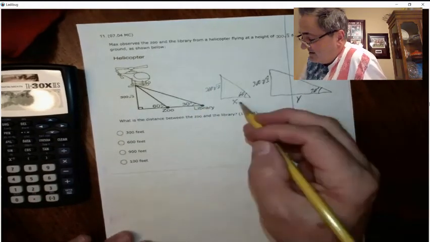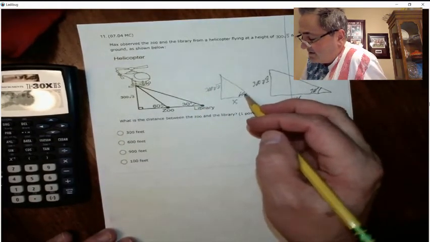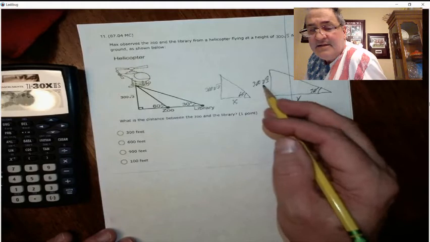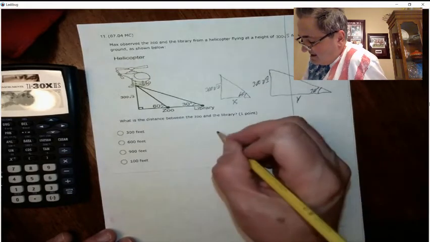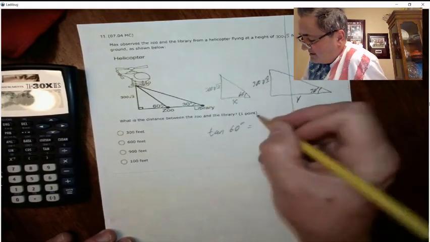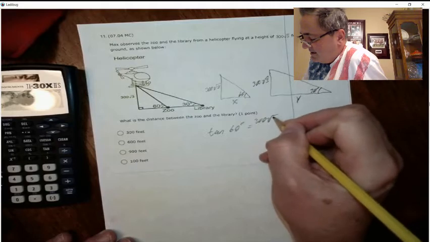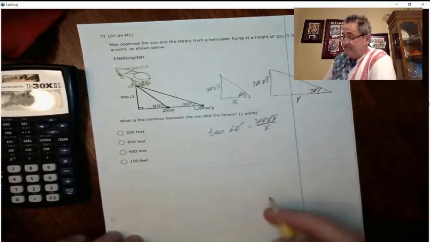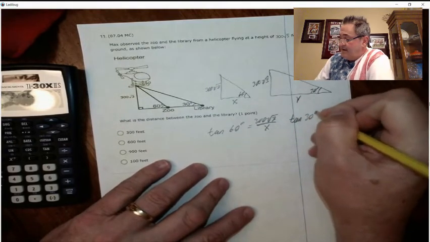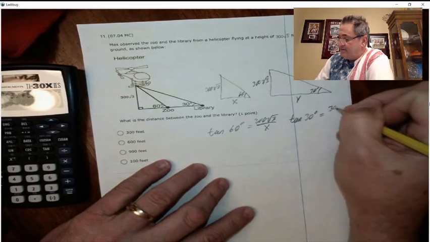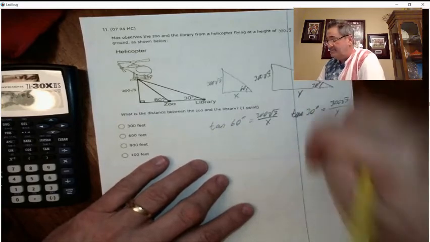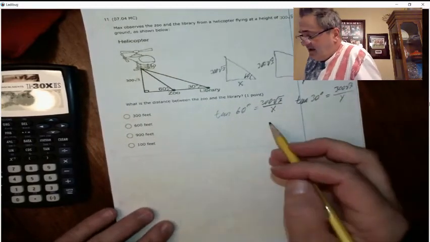So to find x, for this angle, that's the opposite side and that's the adjacent side. For this angle, that's the opposite side and that's the adjacent side. So tangent of 60 degrees equals opposite, 300 square roots of 3, divided by adjacent, x. Over here, the tangent of 30 degrees equals the opposite, 300 square roots of 3, divided by y. I don't know why I have this big blue line down my page. Okay, we have to solve this.